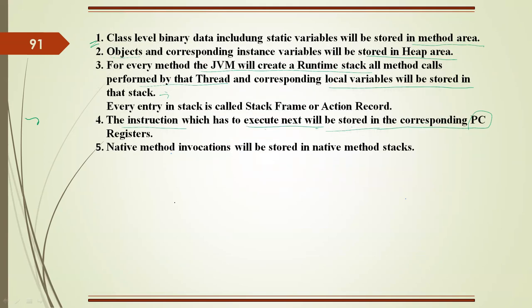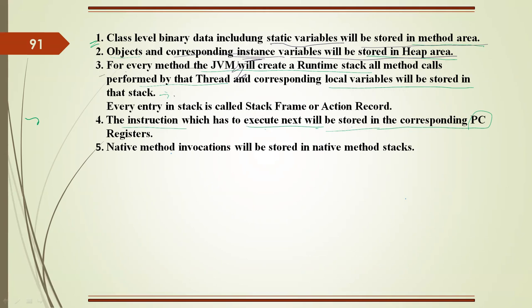Remember this one. Class level binary data, including static variables, will be stored in the method area. Objects and corresponding instance variables will be stored in the heap area. Class level binary data and static variables are stored in the method area.